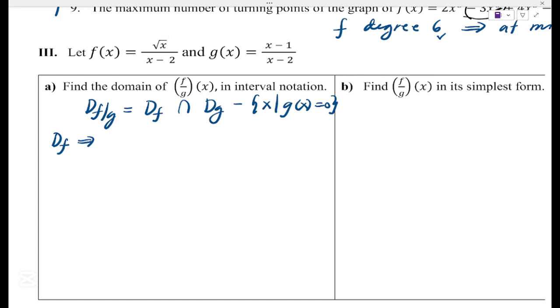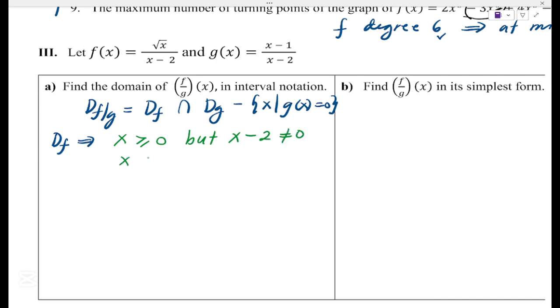In the numerator, there is a square root of x, and in this square root of x, we know there's a rule under the roots: x must be greater than or equal to 0. So that is for the numerator. For the denominator, we can see that this x minus 2 is a polynomial, so it looks like the domain is all real numbers. But since this x minus 2 is in the denominator, it cannot be 0, so x minus 2 cannot be 0.